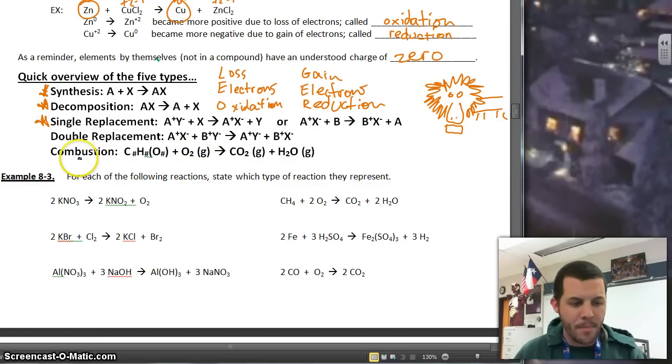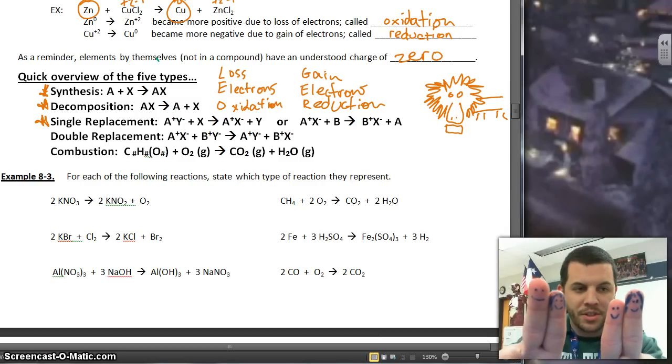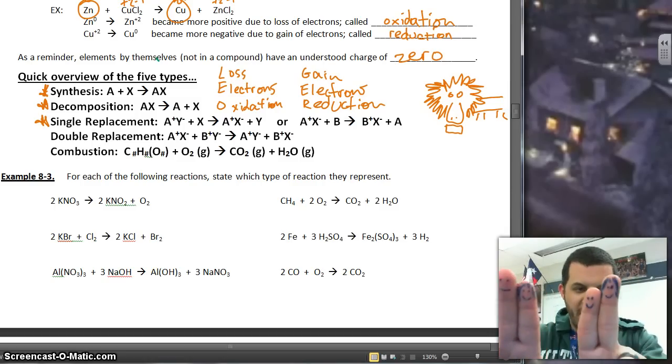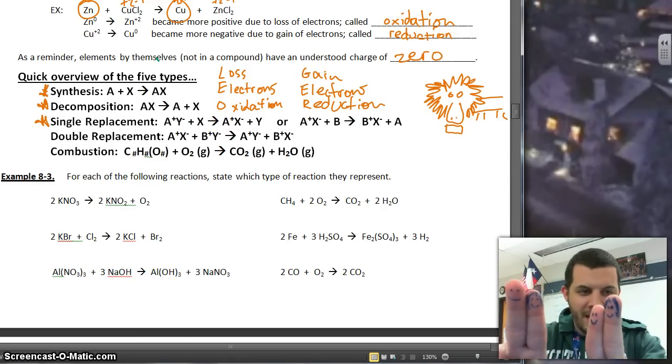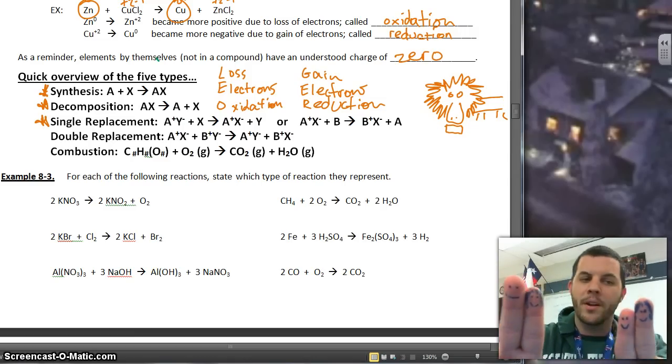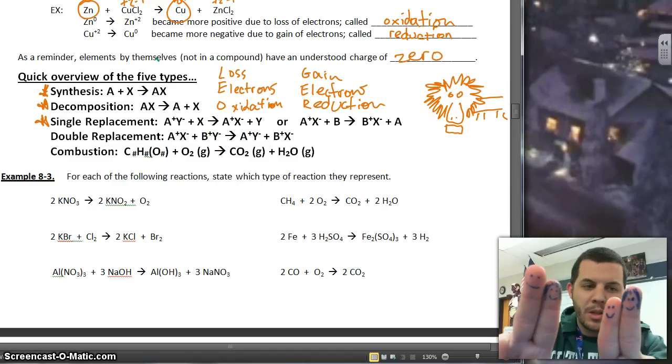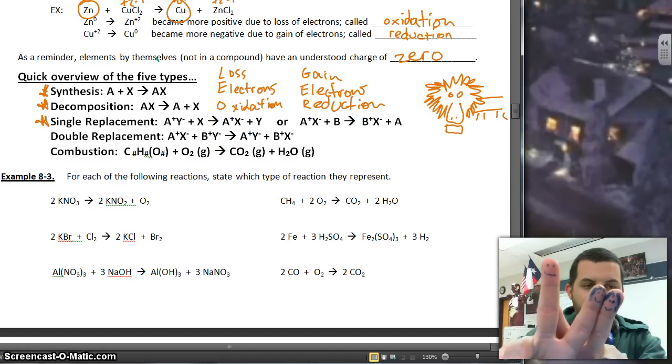When we have a double replacement reaction, we've got two couples, and they're all dancing. Oh yeah, look at us, we're having fun at the dance. This is awesome. We like to dance. And then a new song comes on, but we're just friends, so we can dance with whoever we want to.